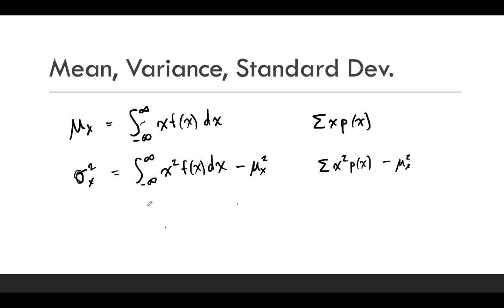And then lastly, standard deviation. This will be easy. We just take that, and of course variance is written as standard deviation squared, so we just take its square root, and there we go. We've got all the basic measures of central tendency.